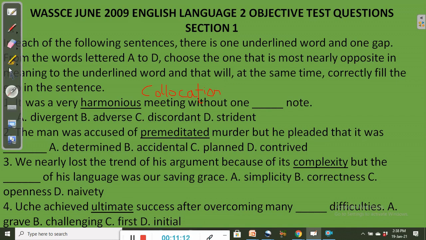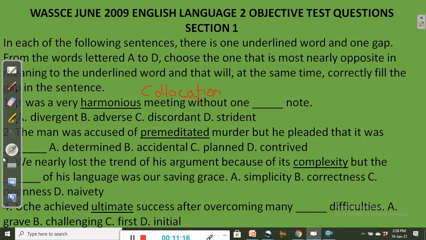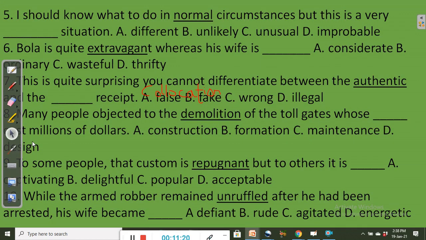Okay, so let's bring this down a bit. Then let's go to the next page. All right? Question number 5.